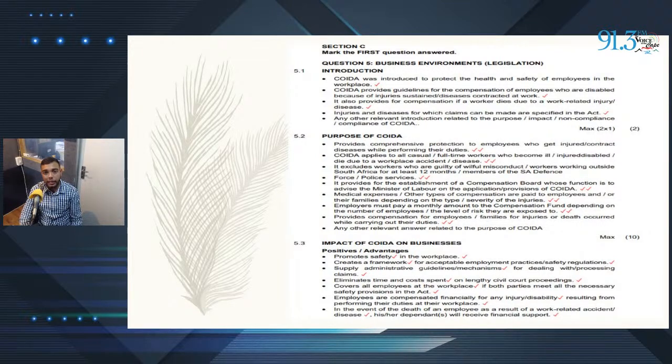The next one, we're outlining the purpose of the COIDA. We're giving 4 bullets under here. So provides comprehensive protection to employees who get injured while performing their duties. COIDA applies to all casual workers who become ill or die due to a workplace accident. It excludes workers who are guilty of willful misconduct working outside South Africa for at least 12 months. The last one is force services.